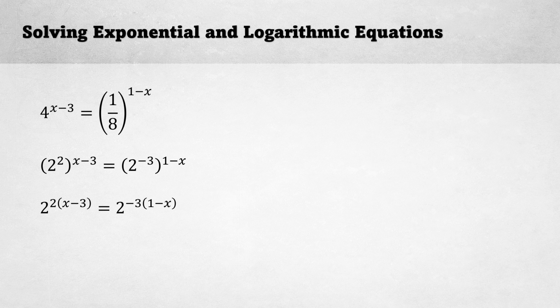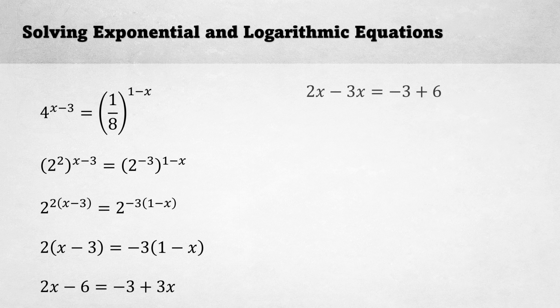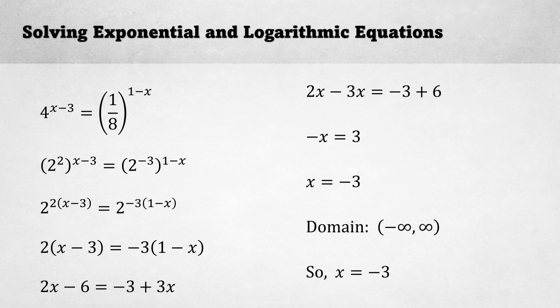Now that we have matched the bases, the only way the two sides of the equation are equal to each other is if the exponents are the same. So we set the exponents equal to each other and go through the process of solving for the variable and get x equal to -3. Because exponential functions have no domain restrictions, x is allowed to be any real number, so x equals -3.